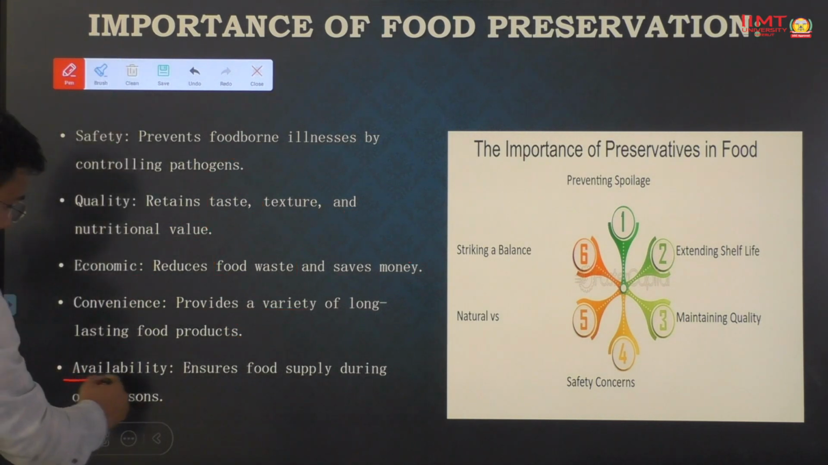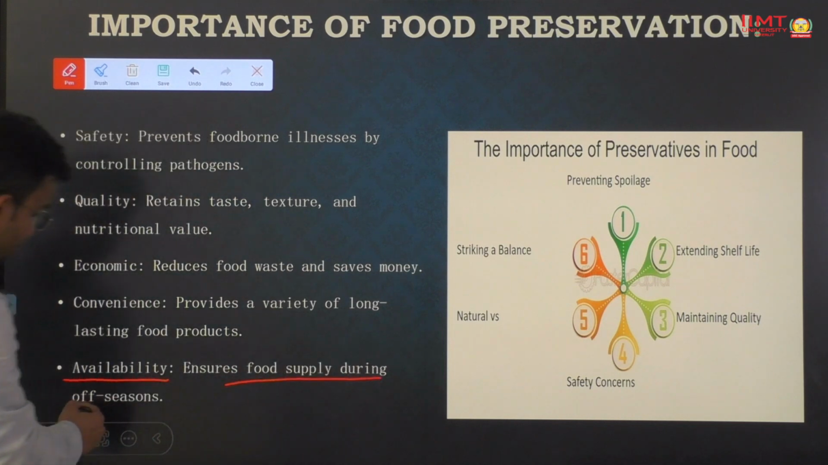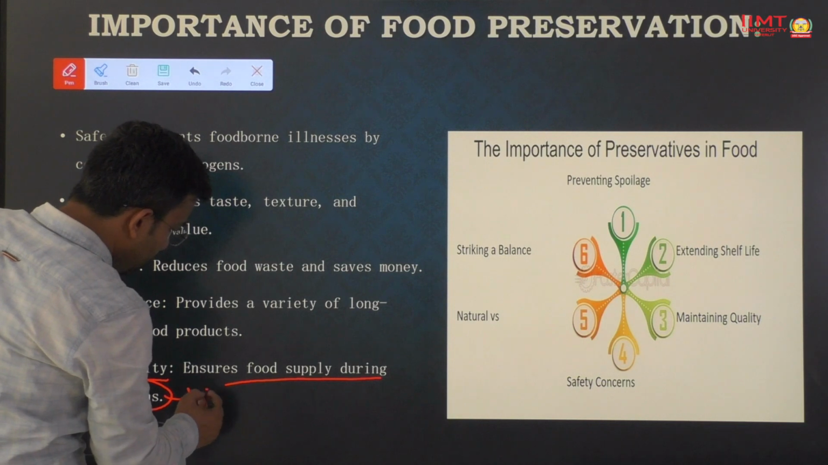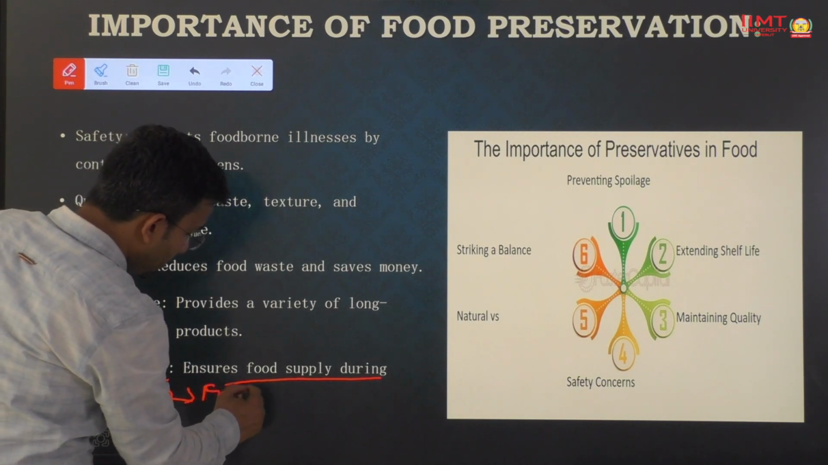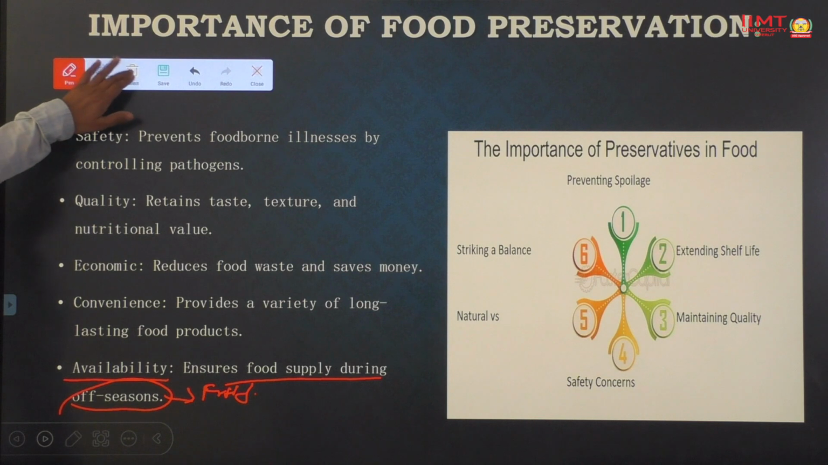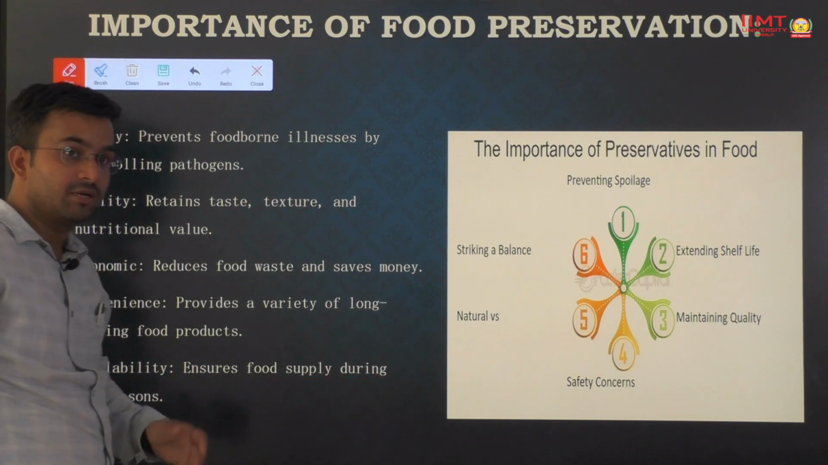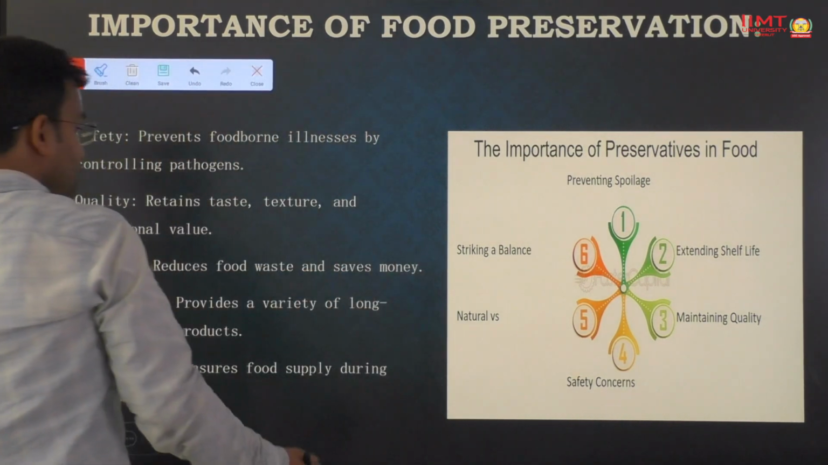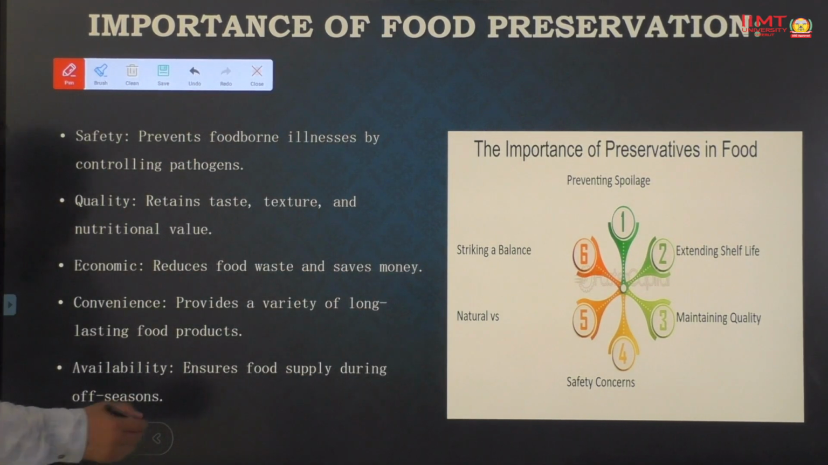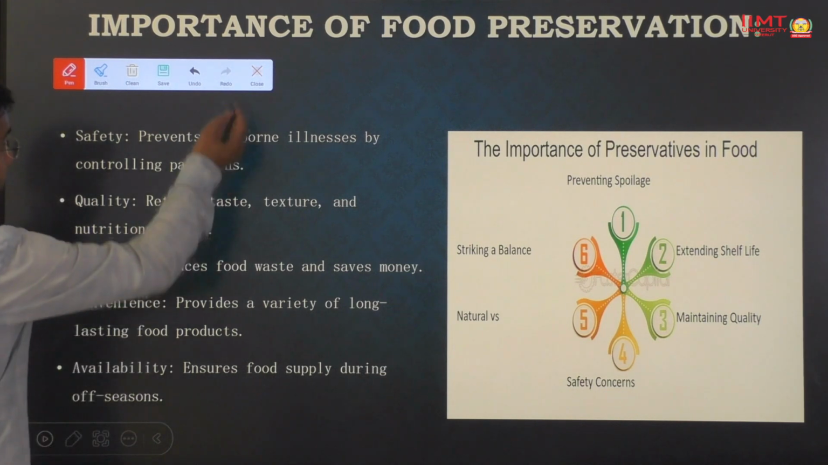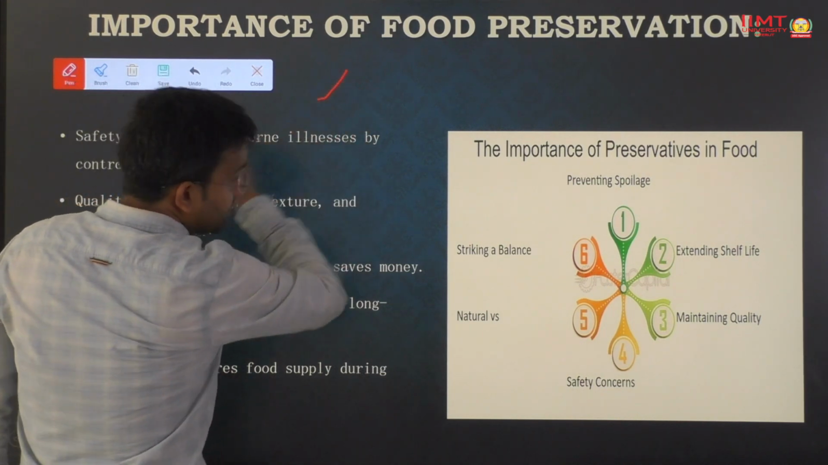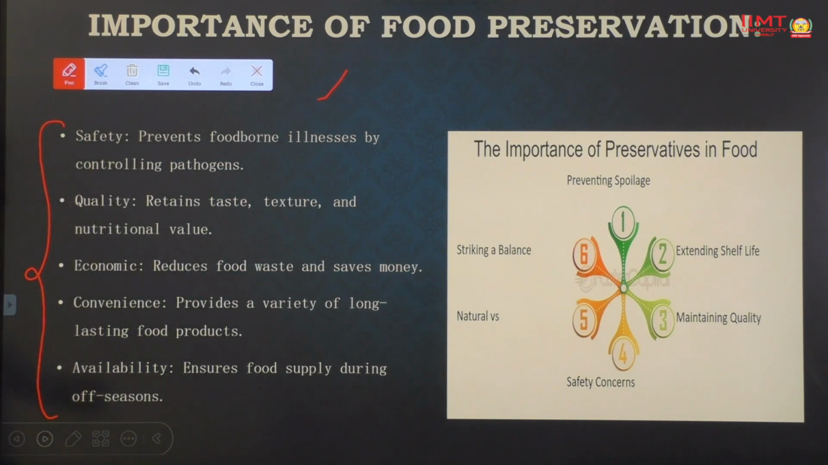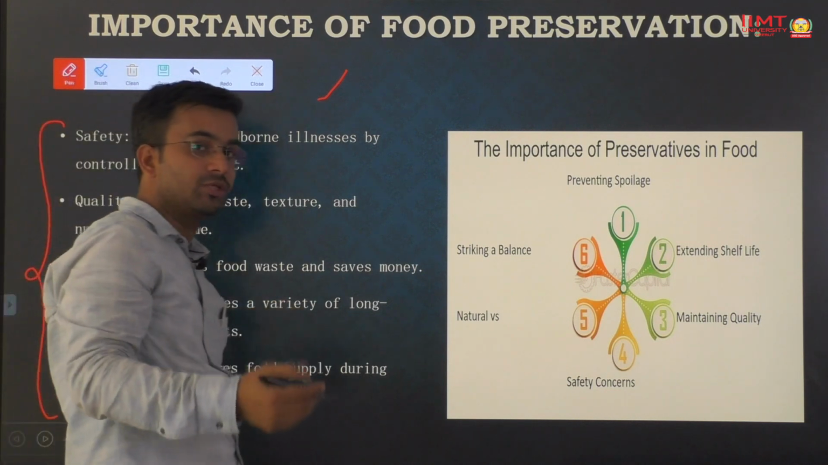And lastly, availability. It ensures the food supply during off-season. We also get some fruits and vegetables in off-seasons. We all know some fruits are not seasonal, but we receive those fruits on our plate. So the importance of preservation ensures these parameters for availability of food and helps reduce food spoilage.